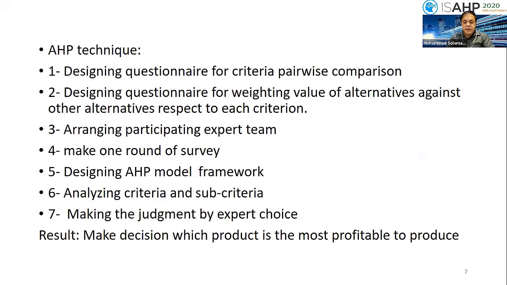In the AHP model, we arrange only one round of survey: one chart for the 4 criteria pairwise comparison, and 6 charts for giving numerical values to each alternative against the other alternatives with respect to each criterion. We use Expert Choice software to analyze the criteria and sub-criteria, make judgments, and find out which product is the most profitable to produce.